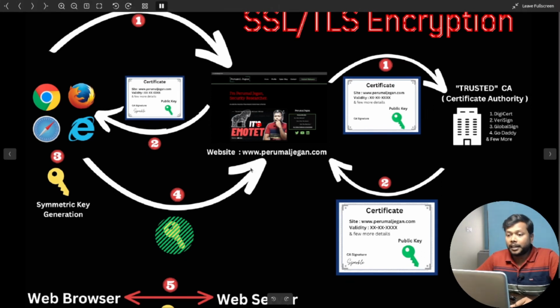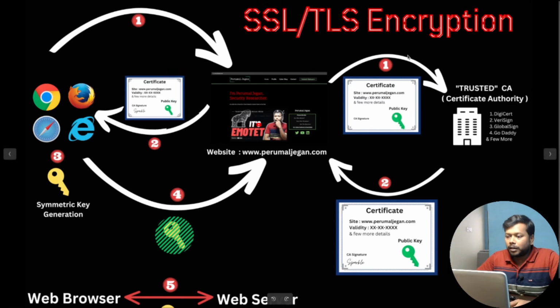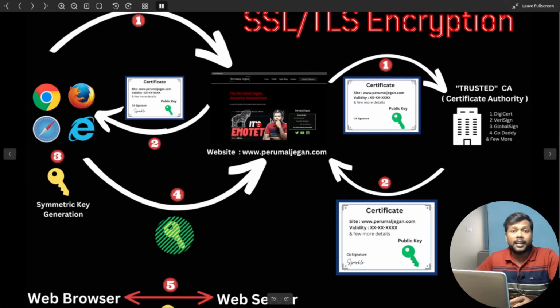I'll explain this step. Actually, this is a separate process. Here is where the communication comes in, the communication between the web browser and the web server. The communication I showed earlier is between the trusted CA and the website owner. Once the certificate is obtained by the website owner, they host that certificate. Let me explain what happens in these steps.